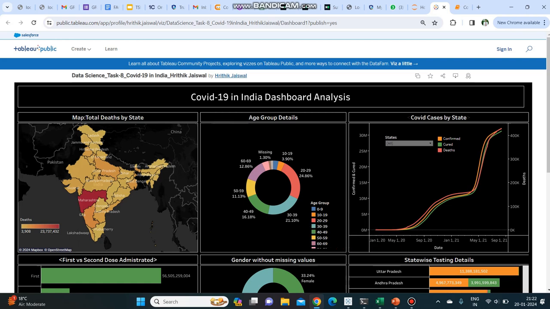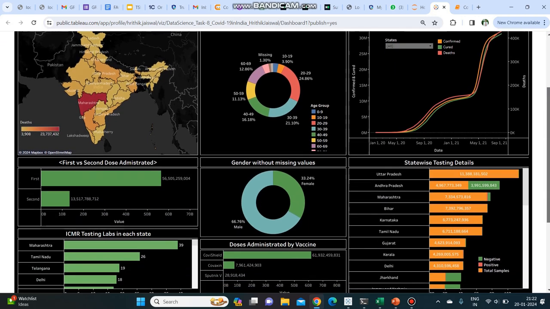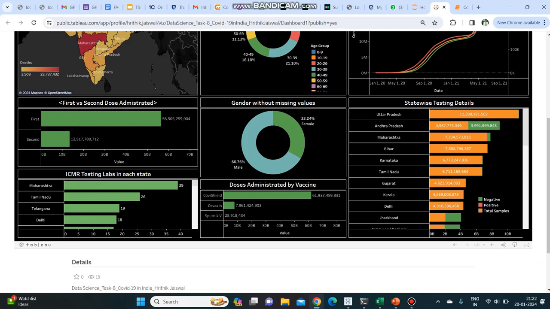This is the timeline series of COVID cases by state. Here we can see that cases exponentially increased in the month of March 2021, and it goes on to increase till May 2021. And if you remember, at that time period between March to May 2021, India was hit by the second wave. This is the first versus second dose administered.